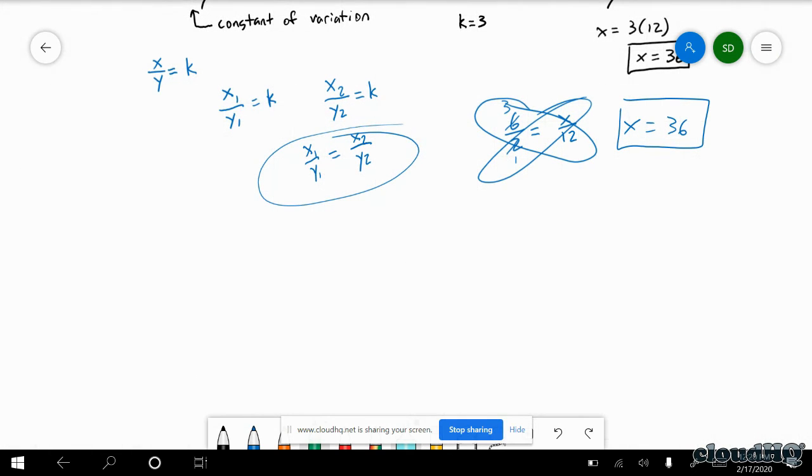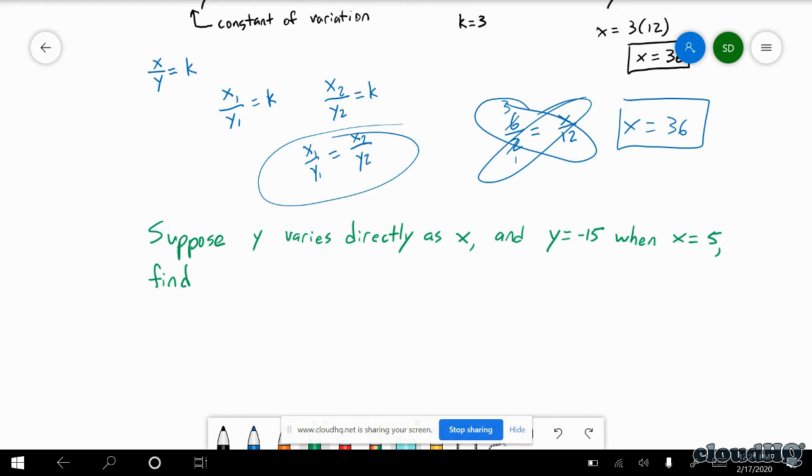So let's say, suppose y varies directly as x, and y equals negative 15 when x equals 5. Find y when x equals 3.